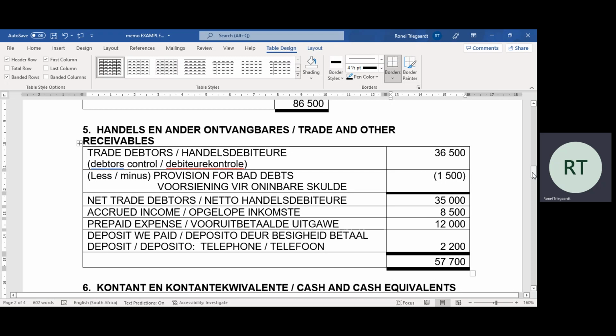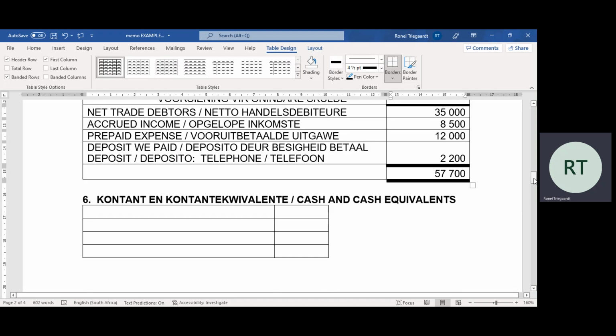Next one is cash and cash equivalents. Nou kontant en kontant ekwivalente is geld wat in ons bankrekening is alreeds, né? Of geld wat binnekort in ons bankrekening gaan wees. It's either money that's in our account or, remember cash float is also cash. The money in the petty cash is also cash. It's either money in our bank account or the business's money somewhere. Or something that will soon be money.